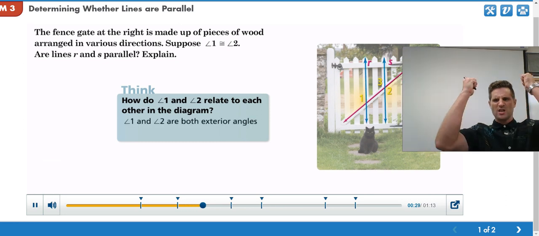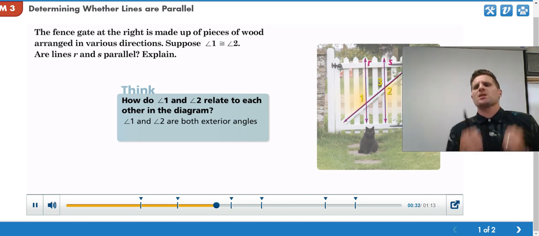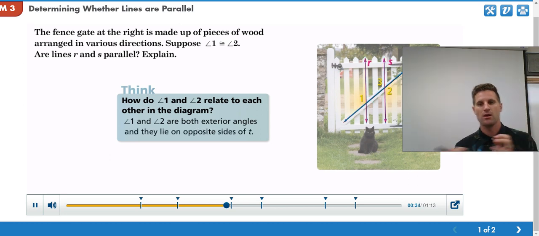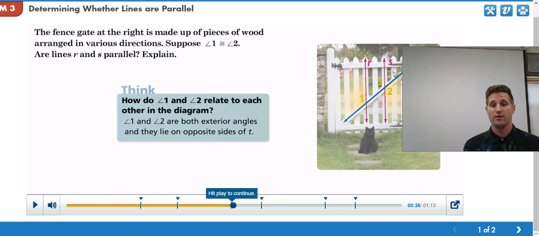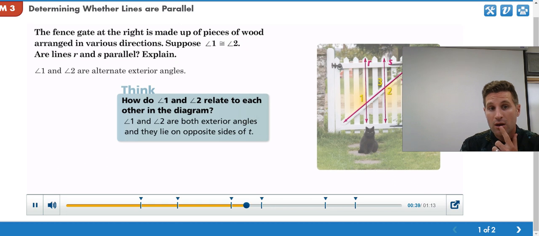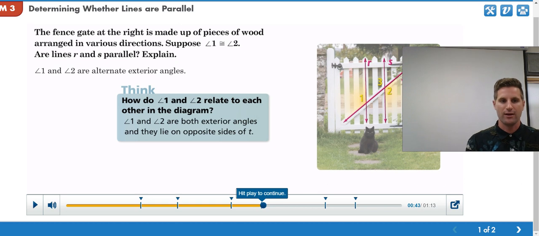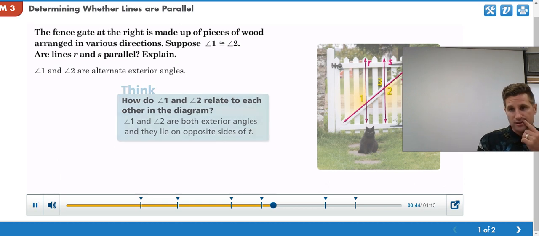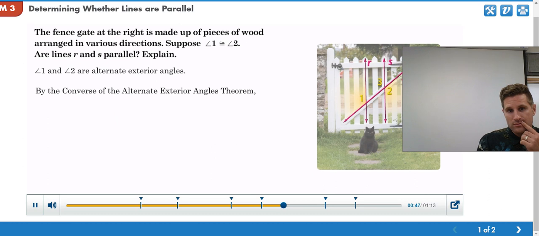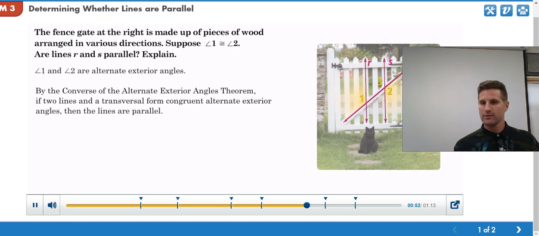Angle 1 and angle 2 are both exterior angles, and they lie on opposite sides of T. Yeah, they do. And T is our transversal there, so 1 and 2 are on opposite sides. That's what makes them alternate exterior angles, which I think he's going to get to. So angle 1 and angle 2 are alternate exterior angles. Am I right? Okay. Let's keep going. By the converse of the alternate exterior angles theorem, if two lines and a transversal form congruent alternate exterior angles, then the lines are parallel.